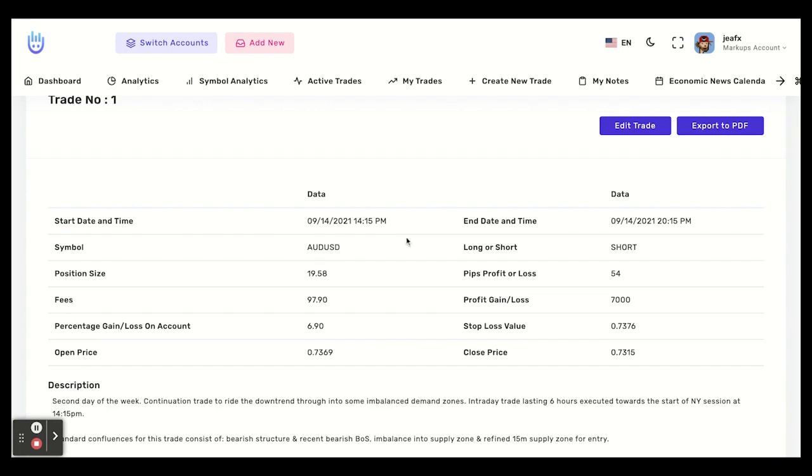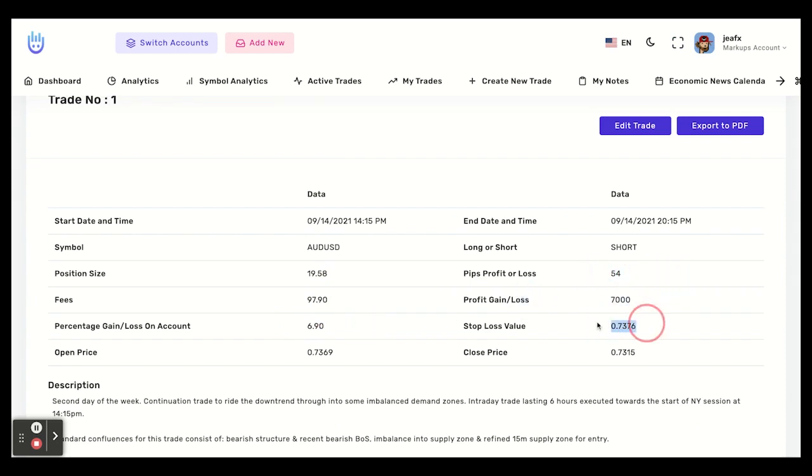We have the start date and time, the end date and time, the symbol, whether it was long or short, the position size for our account, which we can work out using a position size calculator in the same way that we would if we were live trading. The fees, we can also work that out by working out, okay, brokers normally charge £5 per one lot, so we can times £5 by whatever size trade we have. The percentage gain of the trade along with the profit gain and the pips gain.